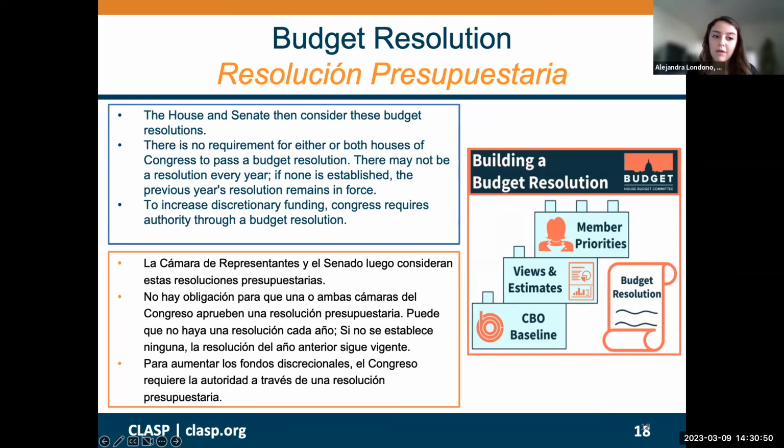There is no requirement for either the House or the Senate to pass a budget resolution. There may not be a budget resolution every year. If there is not one established, the previous year's resolution remains in force. However, to increase discretionary funding, Congress requires the authority through a budget resolution.